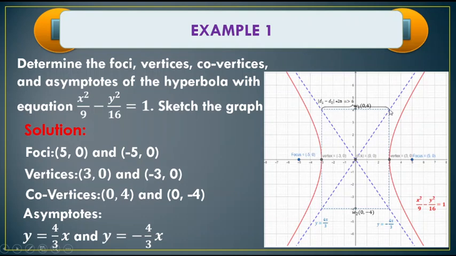So, mag-draw ka na ng auxiliary rectangle ngayon, kung hanggang saan lang yung tatamaan ng mga points. And then, draw ka na ng ating asymptote. And then, draw mo na ngayon yung ating hyperbola na curve. Okay, so ganoon lang siya kadali sa pag-solve ng example number 1 natin.